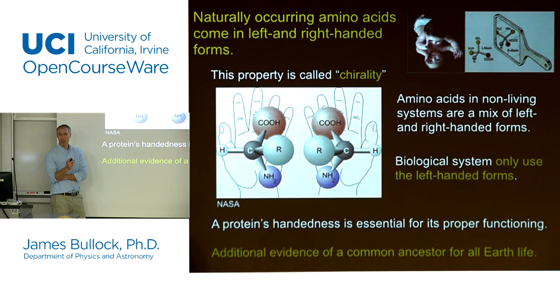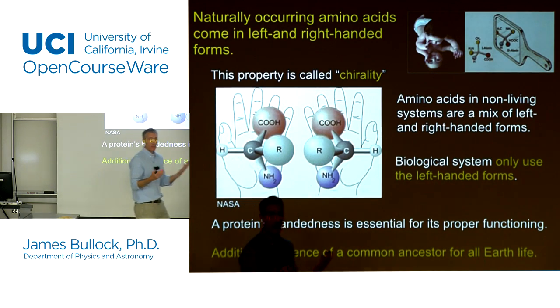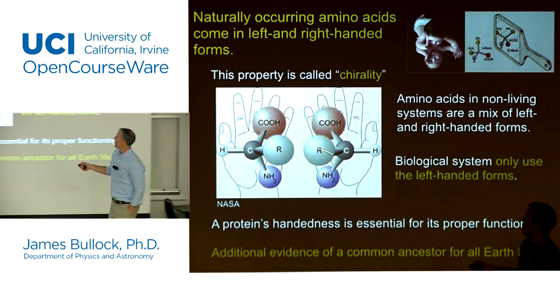So another thing that people talk about is, well, if we ever discovered life on another planet, maybe it would be based on the right-handed amino acids, or maybe it would be based on both. Doesn't have to be just left-handed.